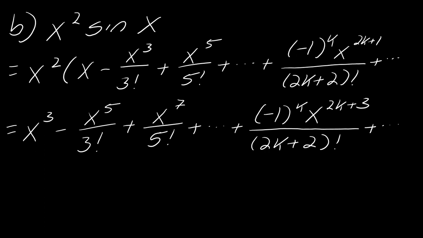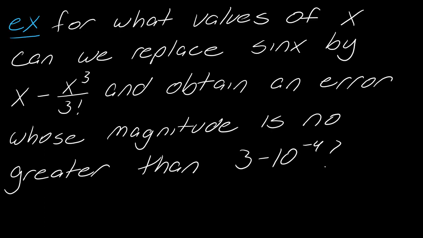So not all functions require all this crazy work. And this actually is good to know, right? That I can just replace a known Taylor series here, because otherwise this would be a real nightmare to sit down and figure out. So if you can use a known Taylor series, that's just something good to know. And I want to do one other example in this video. So for what values of x can we replace sine of x by x minus x to the third over 3 factorial and obtain an error whose magnitude is no greater than 3 times 10 to the negative fourth?